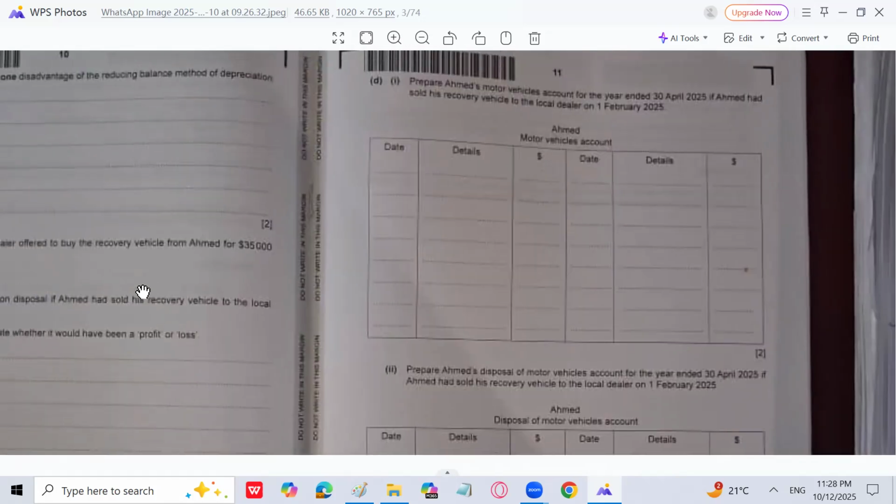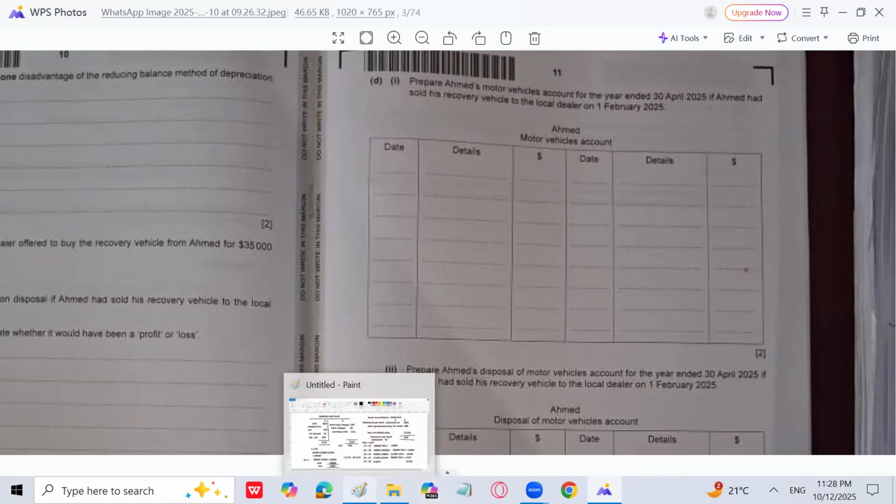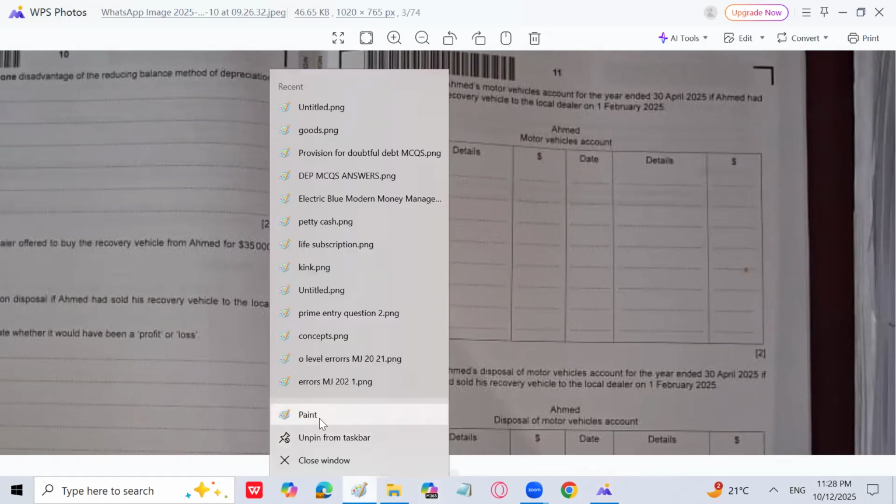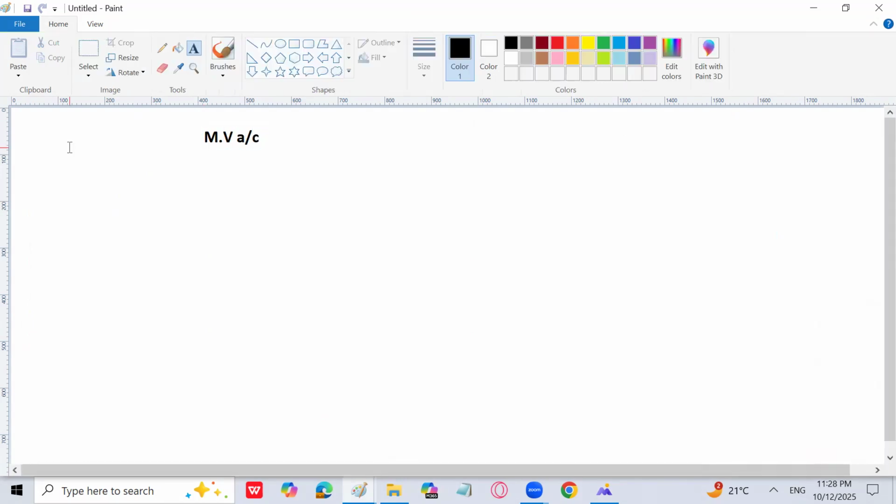Now prepare A.C.M.A's motor vehicle account for the year ended 30th April 2025, if A.C.M.A had sold the recovery vehicle to the local dealer on 1st February. That's simple. You have to prepare the motor vehicle account. Only 2 marks are given for this part. My God, see what Cambridge is doing with you. They know that you have done all the calculations already in the past, and you just have to prepare the motor vehicle account, so they are not giving you the excess. Remember this, the asset account is always prepared with the cost of the asset.